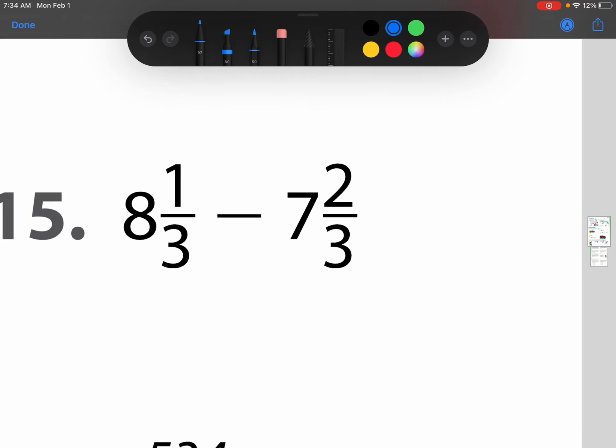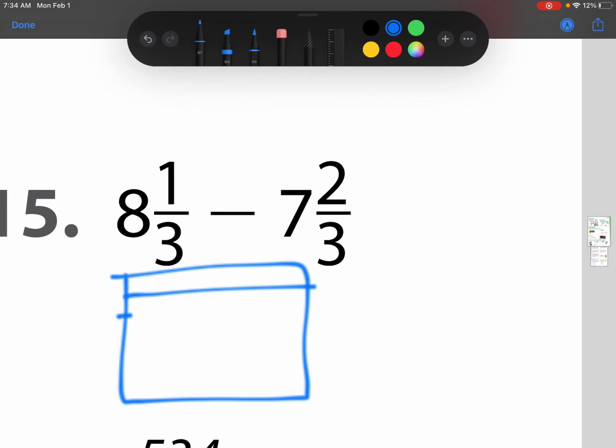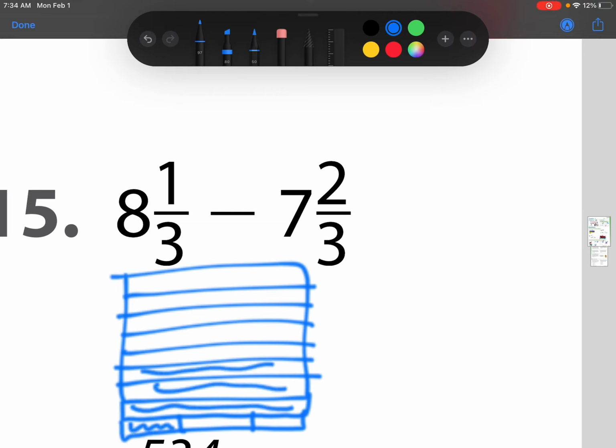Off to number 15 now. So here we have 8. So I'm just going to make a big box and say 1, 2, 3, 4, 5, 6, 7, and 8. And now what do we need to do? We have to have a third. So we're breaking this up into thirds. And remember, these bottom guys aren't filled in.